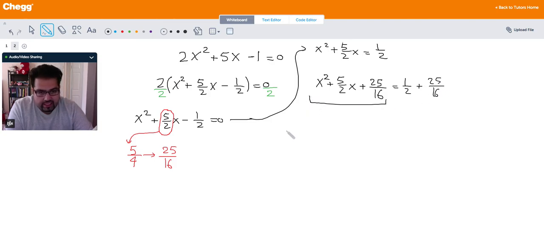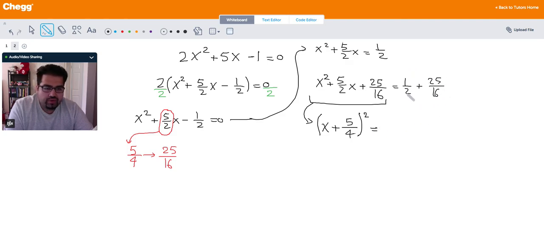Now if I look at this expression on the left, we would see x plus 5 over 4 squared gives us exactly the same thing. x squared is right here, 5 over 4 squared is 25 over 16 is right here, and 2 times the first term times the second one gives me exactly 5 over 2x. And on the right side, if I combine these two fractions, the 1/2 can be written as 8 over 16. So if I add them, I would get 8 plus 25, which gives me 33 over 16.